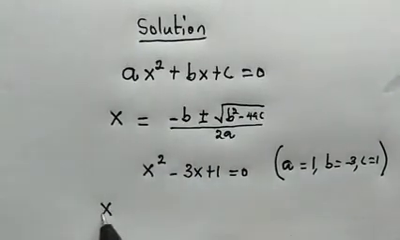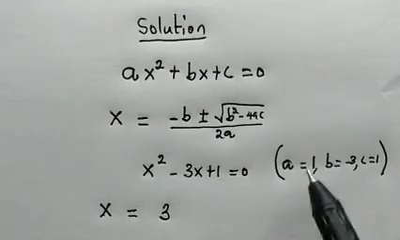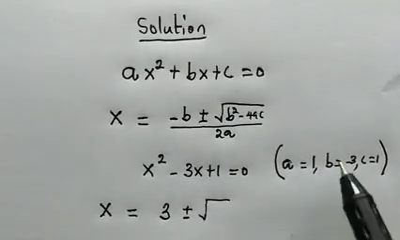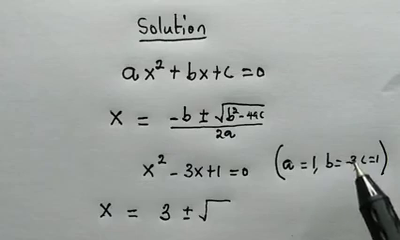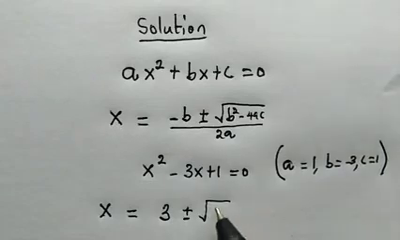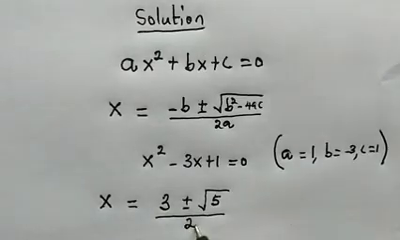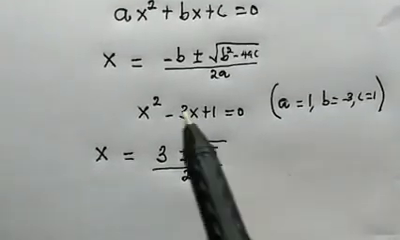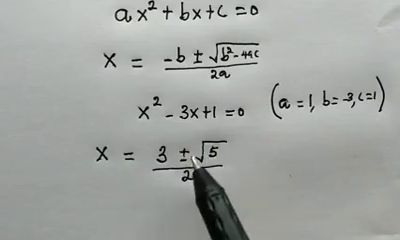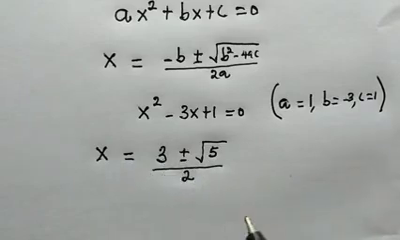So here we get x will be equal to, our negative b will be positive 3 because b is negative, right? Then plus or minus the square root of b squared, which is negative 3 squared, which is 9, minus 4 times a times c, which is 9 minus 4, which will give us 5. Then we have divided by 2a, which is 2 times 1, which is 2. So now the roots of this quadratic equation are x is equal to 3 plus or minus root 5 divided by 2.